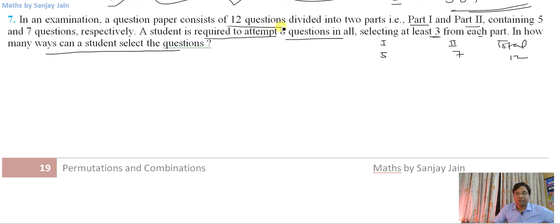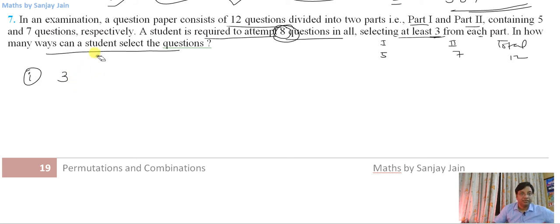So you have to attempt only 8 questions, and at least 3 have to be selected from each part. So what can be the cases? I can select 3 from part 1, then I have to select 5 from part 2. 3 from part 1, can I write it like this? Or let me write it as P1, okay?